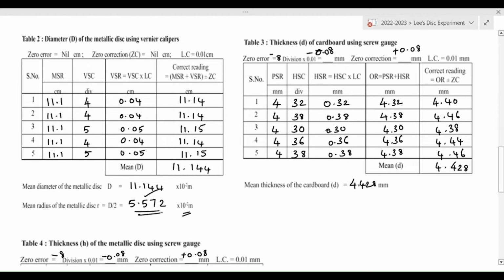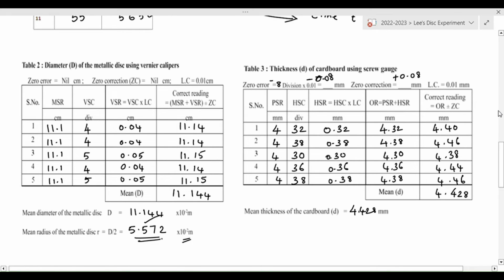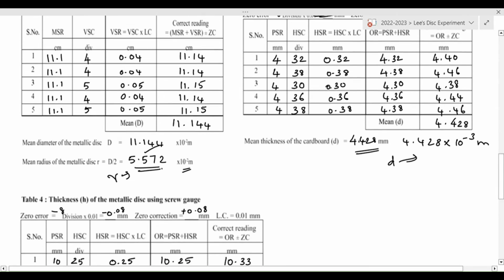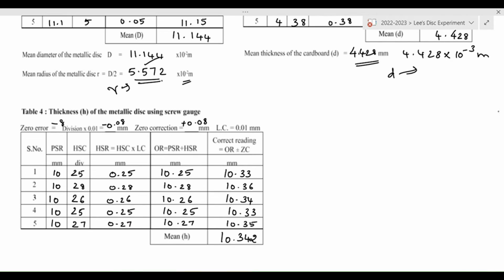And then the thickness of the cardboard using a screw gauge. Here the error corrections are clearly found, and the thickness of the cardboard is 4.428 millimeter, or 4.428 × 10^-3 meter. It is D and this is R. The thickness of the metal disc is determined using the screw gauge. It is H and it is found to be 10.342.